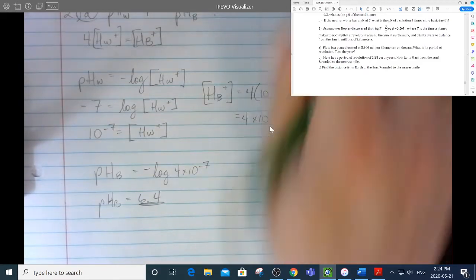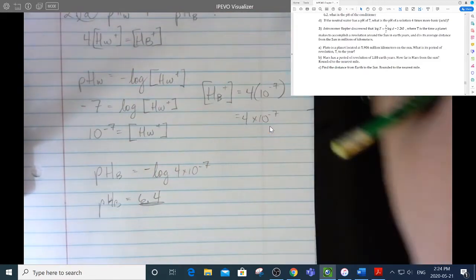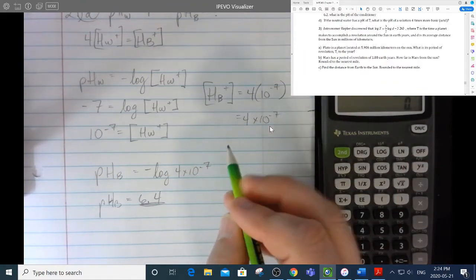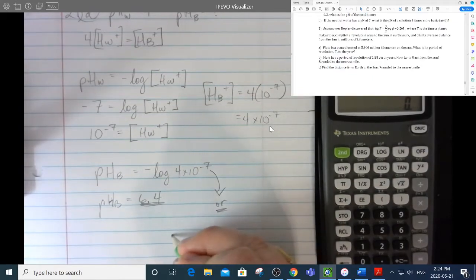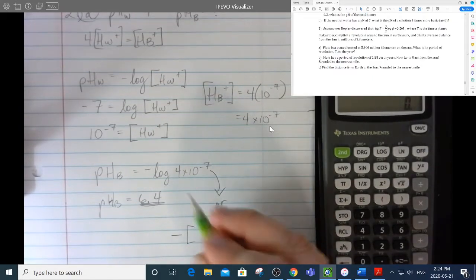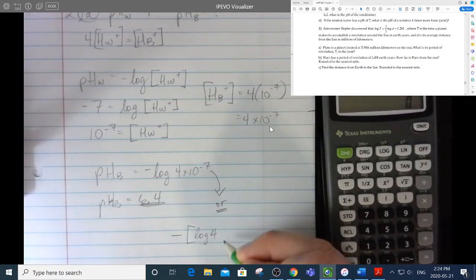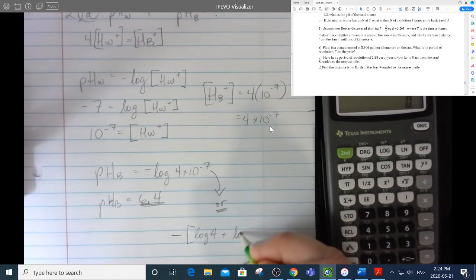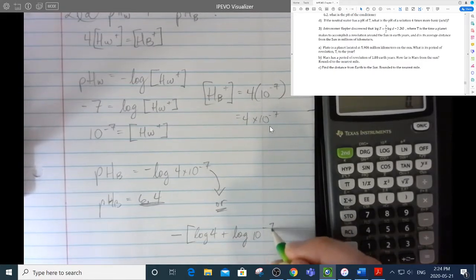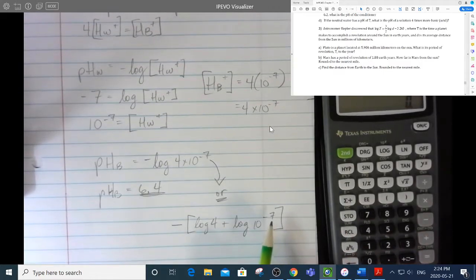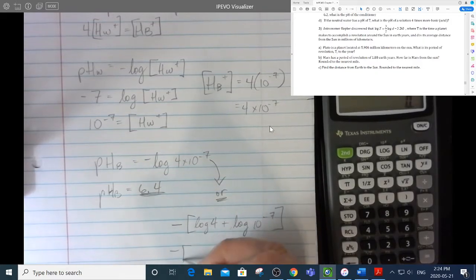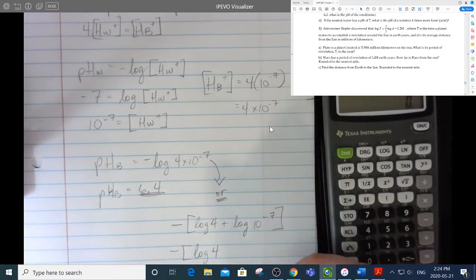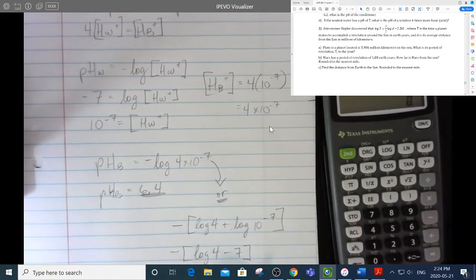Can I point out to you that once again, I could have done this a more alternative, more rule-using way. I could have said that that's the negative of log of 4 plus the log of 10 to the negative 7. And again, exponents become coefficients. So that's negative 7 times the log of 10, and the log of 10 is just 1. So this is the log of 4 minus 7, but then it's the negative of that.